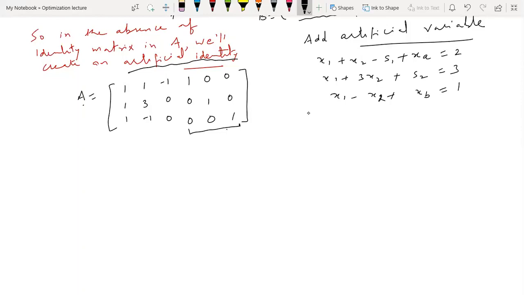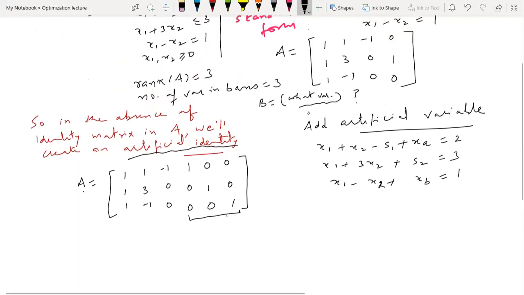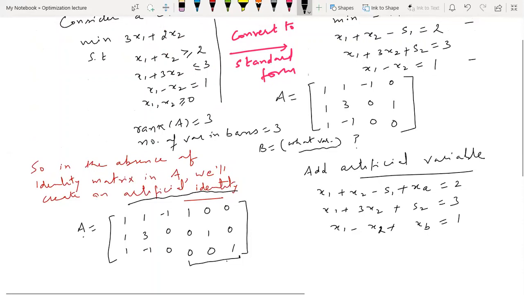Okay, clear? But the point here is I really don't want these artificial variables in my system. Why? Because I have an original constraint, x1 plus x2 minus s1 equal to 2. So that means this quantity 2 has to be distributed among x1, x2, and s1. But if I'm using the constraint x1 plus x2 minus s1 plus xa equal to 2, then some share of this number 2 is also distributed to xa, but xa was not a part of my original system, so it should not be there.